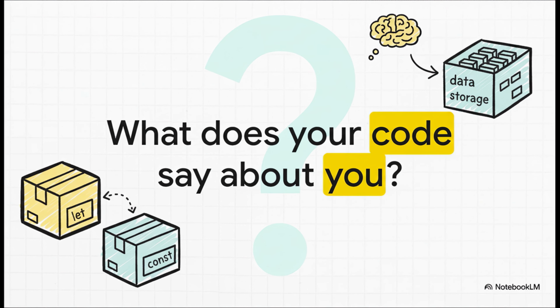So I'm going to leave you with this thought to chew on. Every single variable you name is a choice. It's a reflection of how clearly you think and how much you care about the next person who reads your code. It's not just about making the computer understand. It's about making people understand. So what story are your variables going to tell?